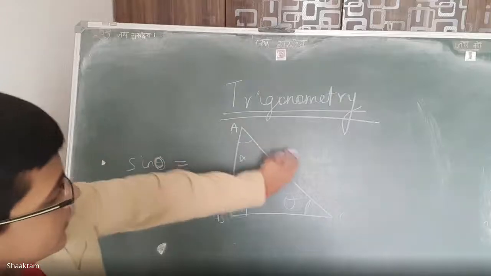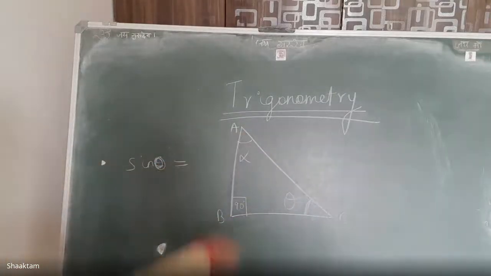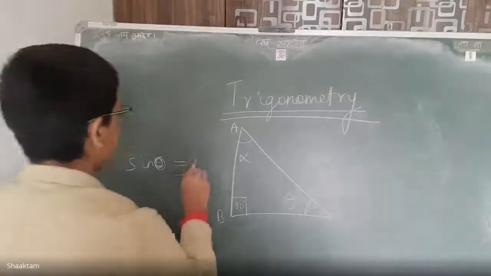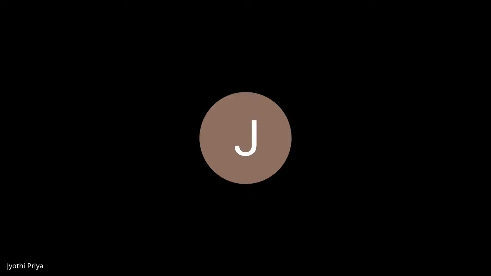Opposite. I told you, if two line segments make an angle, the one which is not concerned with it. Which side is not concerned with it? AB. AB, very good. And hypotenuse? AC. Okay.